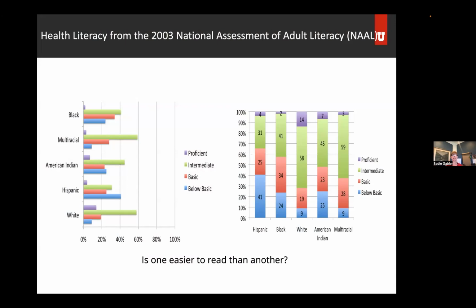Here are some statistics from that survey that the NAAL did. And I put both of these up here because I thought it was very interesting. The last presentation I did, I asked individuals to weigh in on which one was easier for them to read. In my own biases, I thought the one on the right is easier to read. It was interesting for me to hear that other individuals thought the one on the left was easier to read. These are the numbers that are reflective of those individuals and the demographics that took part in this survey and their health literacy abilities. 41% were below basic, and the Hispanic population was 41% below basic proficiency in health literacy. And you can look through this and see, but I have another one.